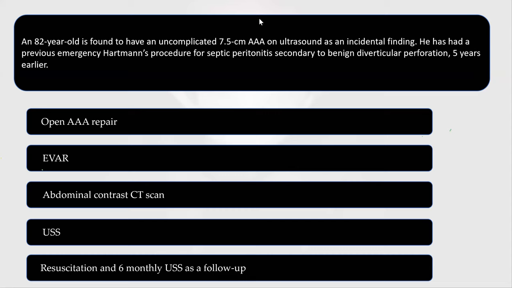I will either go with the EVAR or open triple A repair. What do you think? Is it open or EVAR? I will go with EVAR. Why? I think the patient, age-wise, history-wise, is unfit.